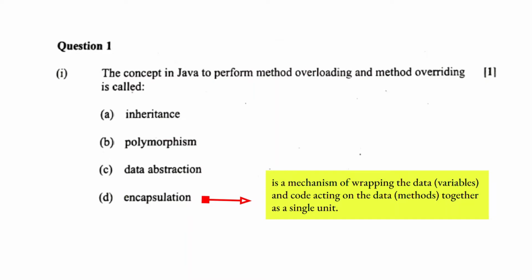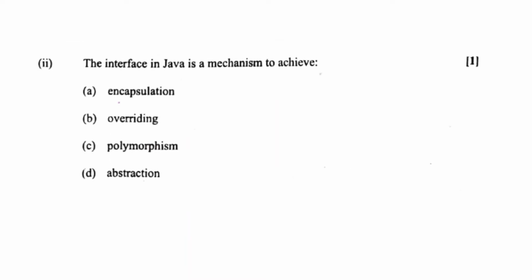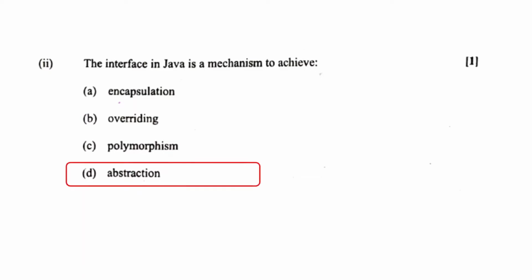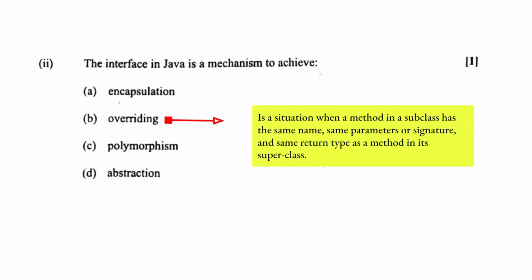So let's go to the second question. That was, the interface in Java is a mechanism to achieve. The four options were encapsulation, overriding, polymorphism, abstraction. Some of the terms we already discussed in the first. The right answer was abstraction. And the extra term, that was overriding.